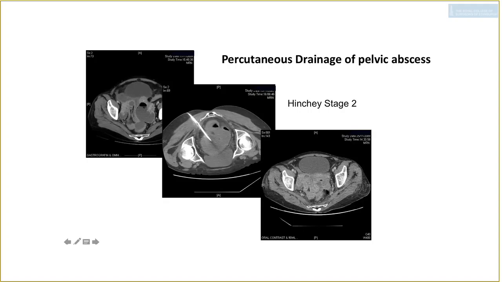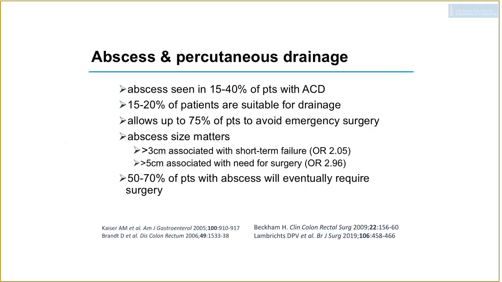And you can see, compared to the first image, that the abscess has largely resolved, not completely, but it's prevented the patient having to go ahead and have an emergency operation. So abscesses are seen in association with diverticular disease in 15 to 40% of patients with the more complex disease. And you can see that maybe up to a fifth of patients are suitable for drainage, provided you've got a radiologist prepared to take this sort of case on. It allows about a quarter of patients to avoid emergency surgery, which is a good thing. You can take the heat out of the situation.